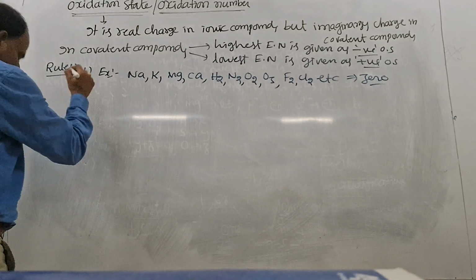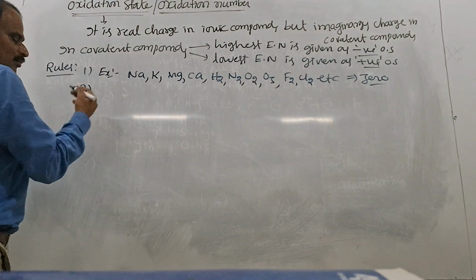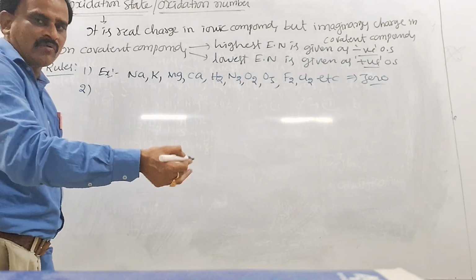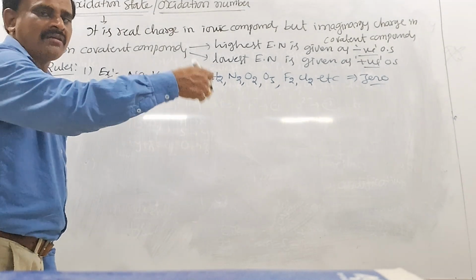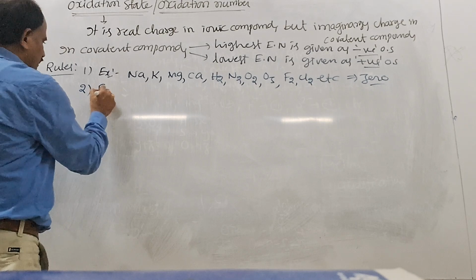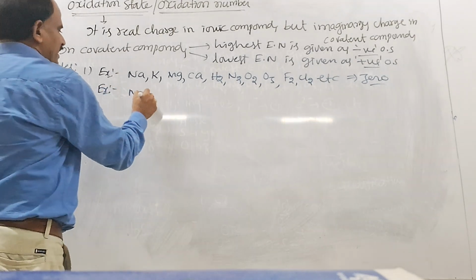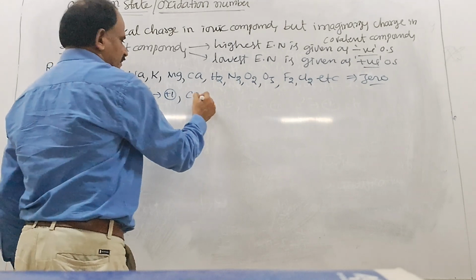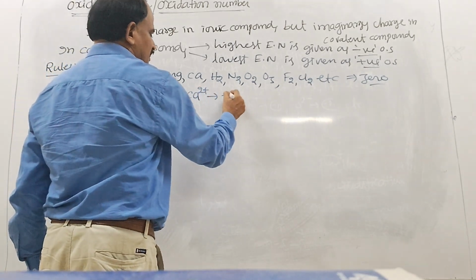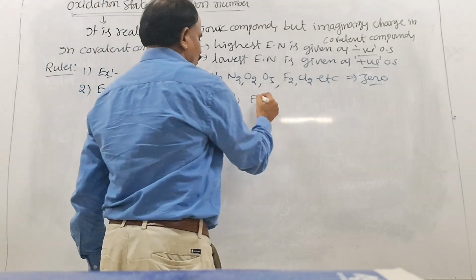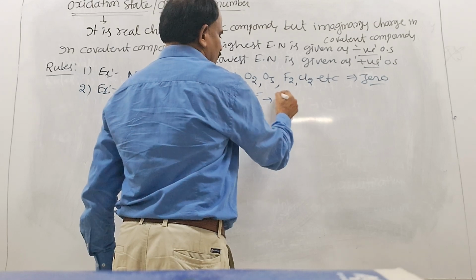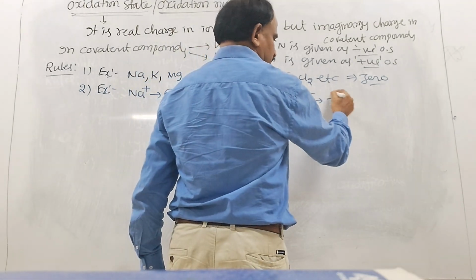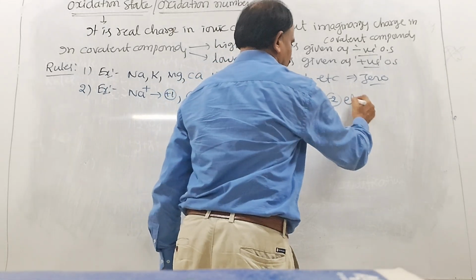Let's go for rule number 2. For monoatomic ions, the oxidation number is equal to the charge present on the ion. For example, sodium ion Na+, what oxidation number here? Plus 1. In case of calcium ion Ca2+, oxidation number is plus 2. Like fluoride ion, oxidation number is -1. Oxide ion O2-, oxidation number is -2, etc.